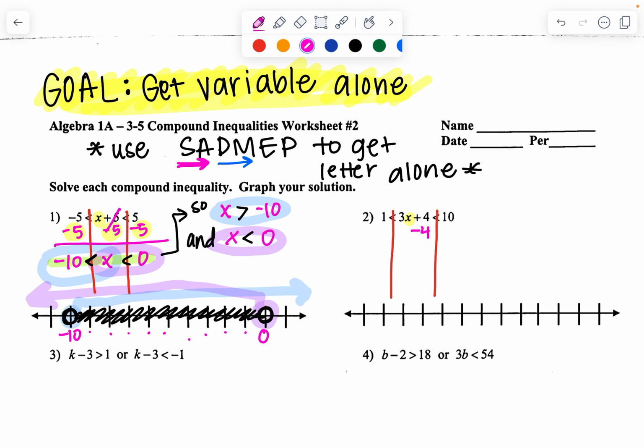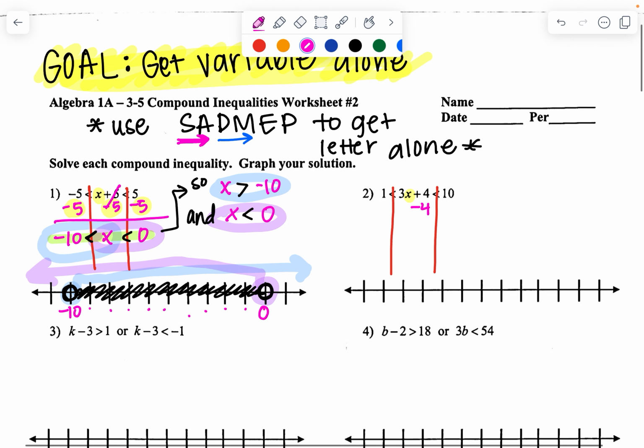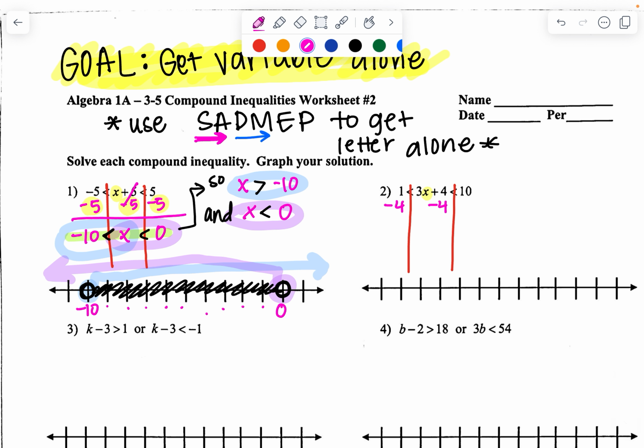And I need to undo adding 4. So the inverse of addition is subtraction. Whoops. Whatever I do on one side, I do everywhere now. This is going to leave me with 1 take away 4 is -3. This is 3x, and this is 6. And my inequalities are still here. Okay. Again, going back to the center. Currently, is x alone? No, it is not. So now that I've added or subtracted, I need to multiply or divide to help myself get x alone. Currently, this is 3 times x. So if I divide by 3, that's going to help these guys go away.